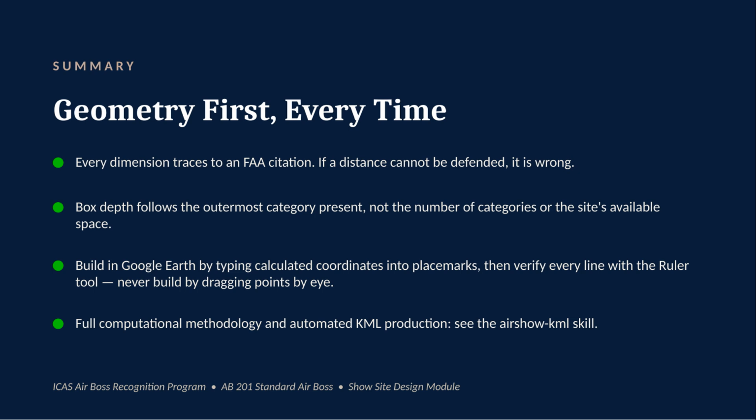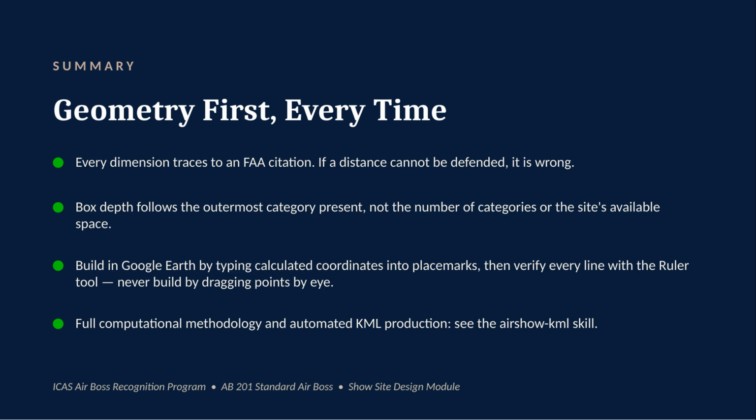Second, box depth follows the outermost category present at the show. Not the number of categories flying and not how much space the site happens to have available. That single rule governs box depth, primary to secondary spectator separation, and several other measurements you've now worked through.